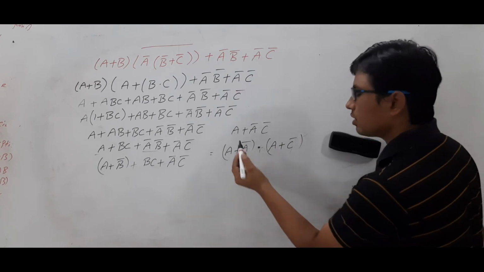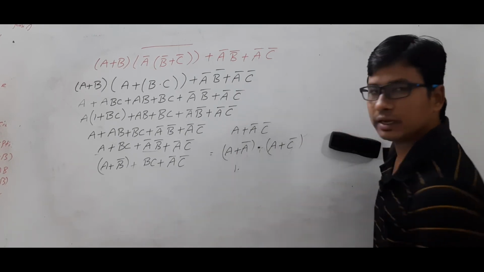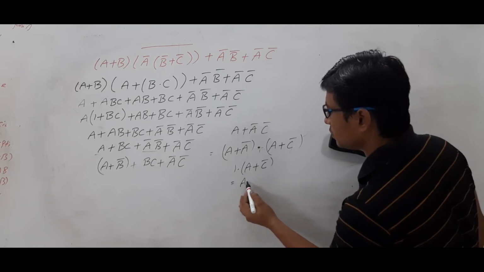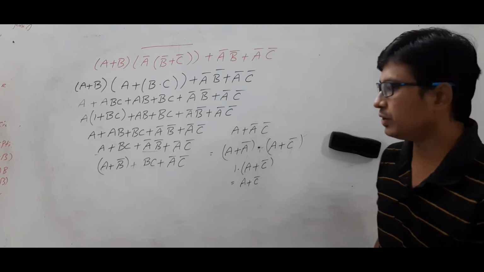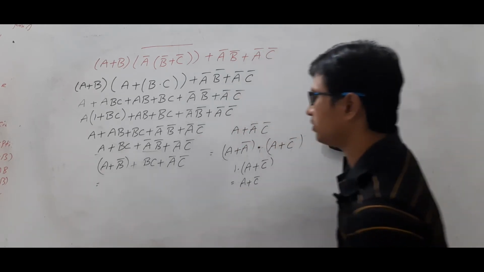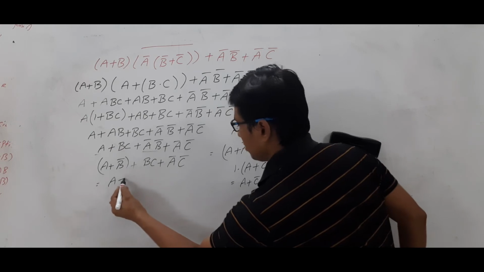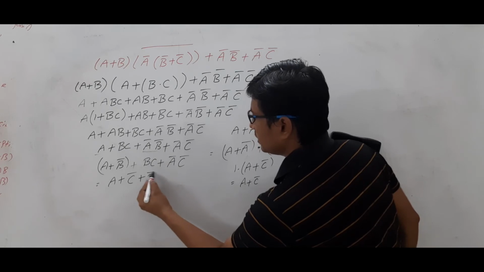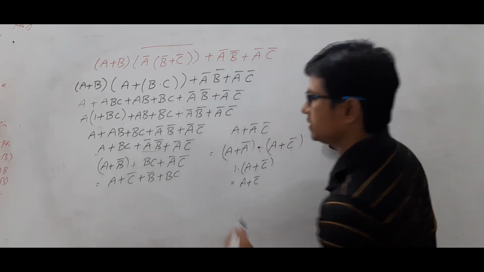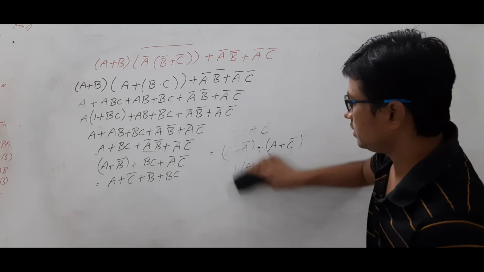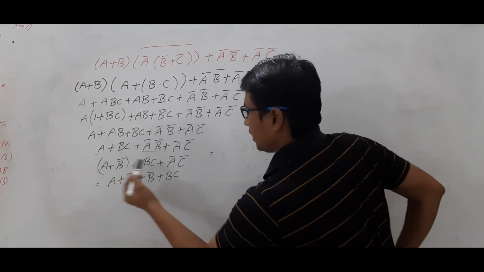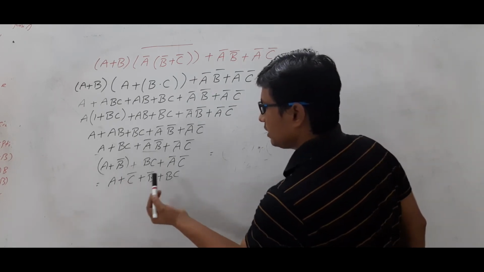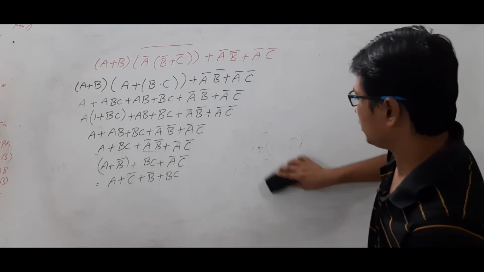Now again A or A complement value will be 1. Okay. 1 and A or C complement will be equal to A or C complement. Will you agree with me or not? So this equation can be further simplified as A or C complement, then we have B complement, then we have BC. Is it clear? So these two I have taken and I have reduced as A or C complement. Then I have B complement or BC I have. Are you able to follow it or not?